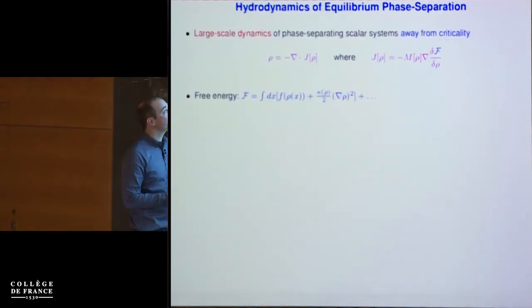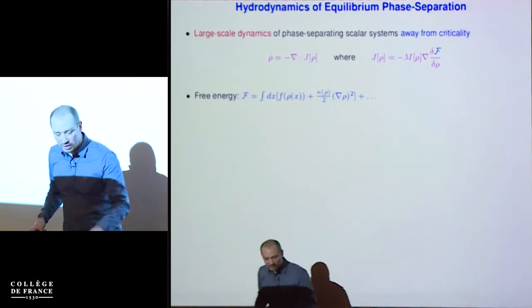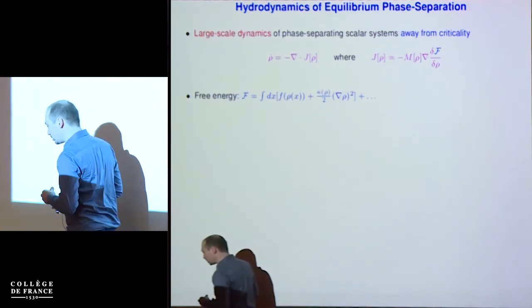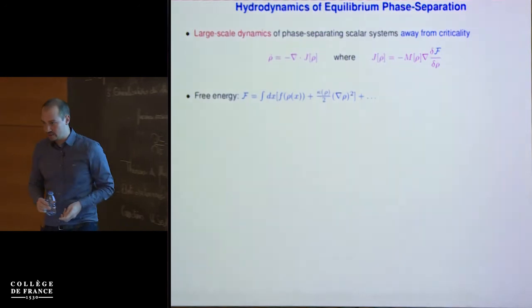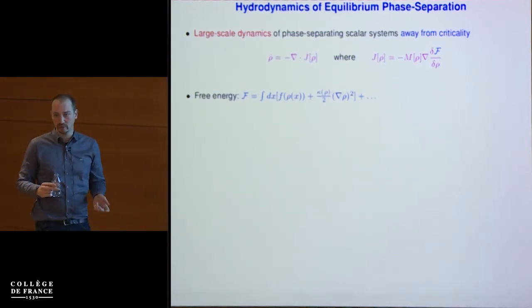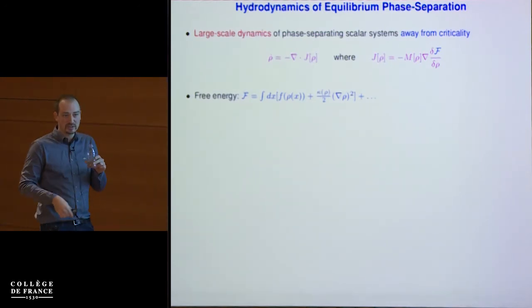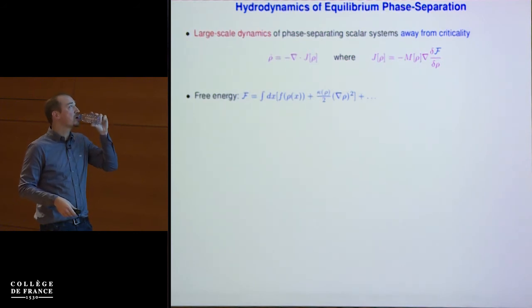Let me first go through how you answer this question in equilibrium. In equilibrium, if I give you a colloidal model with attractive interactions and I ask you to compute the steady state, you can write the Boltzmann weight and you stop there, because we don't know how to compute anything analytically out of that.